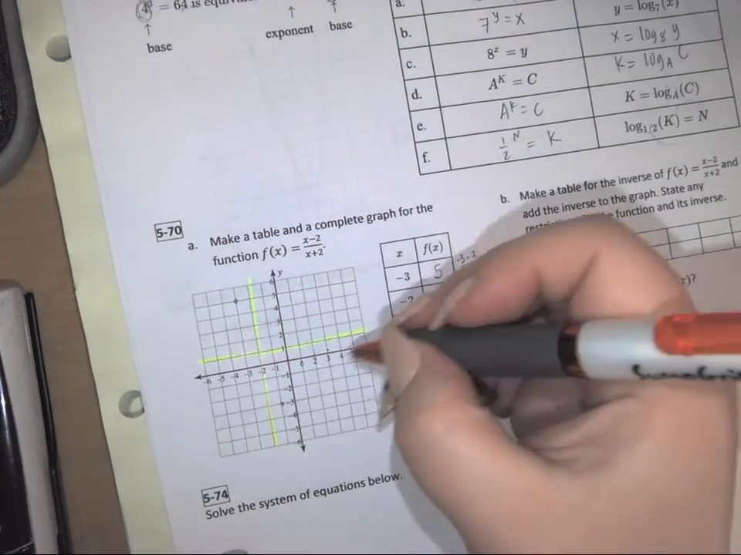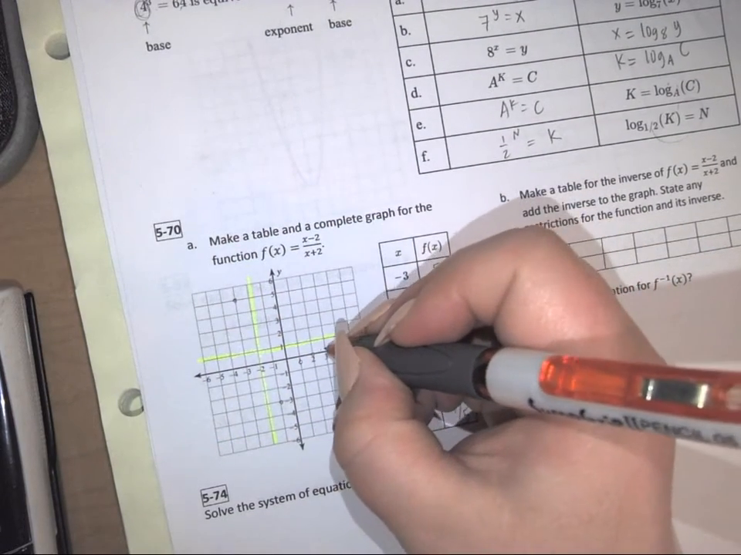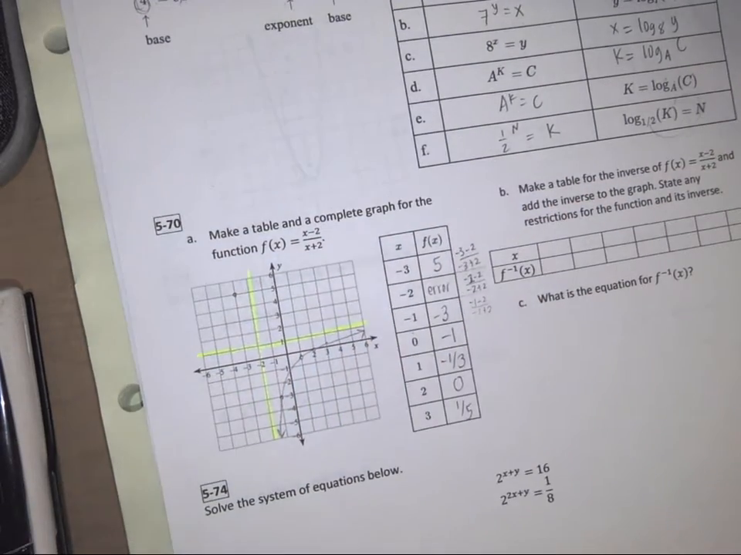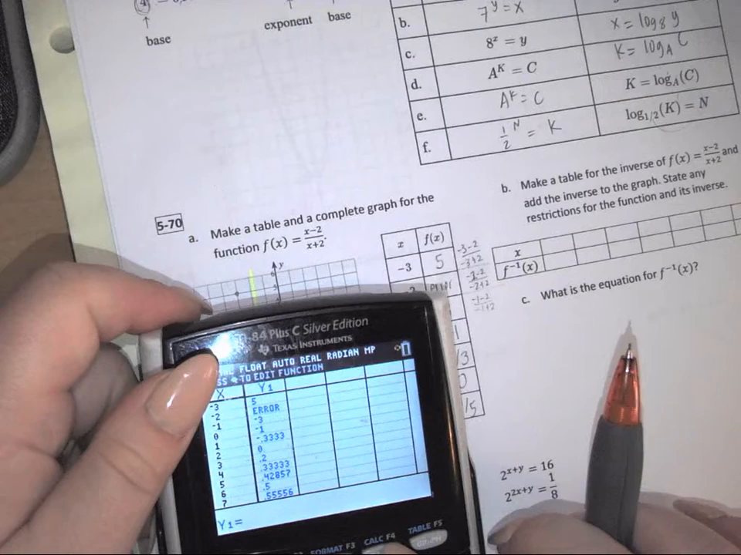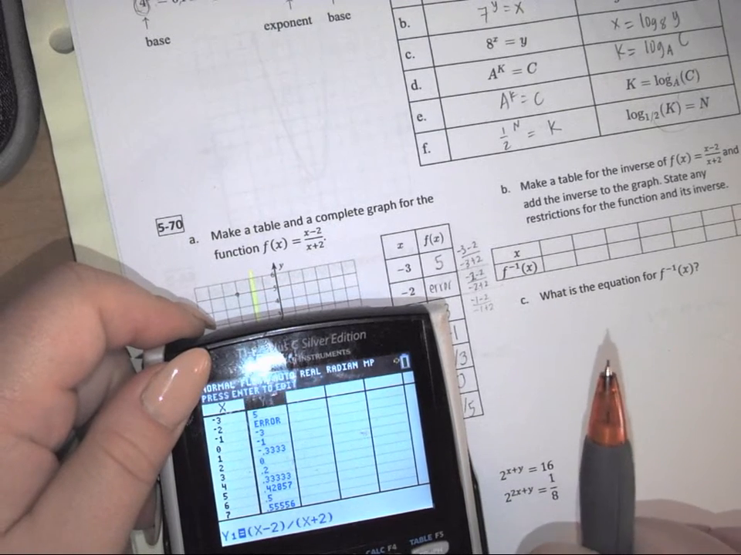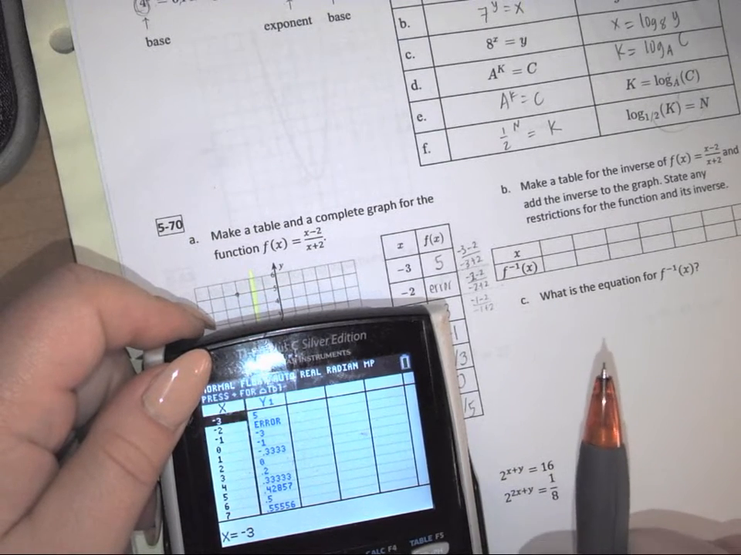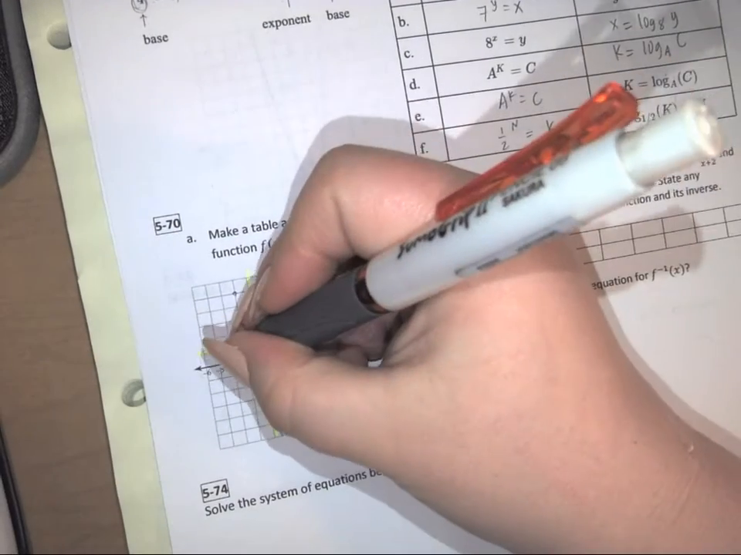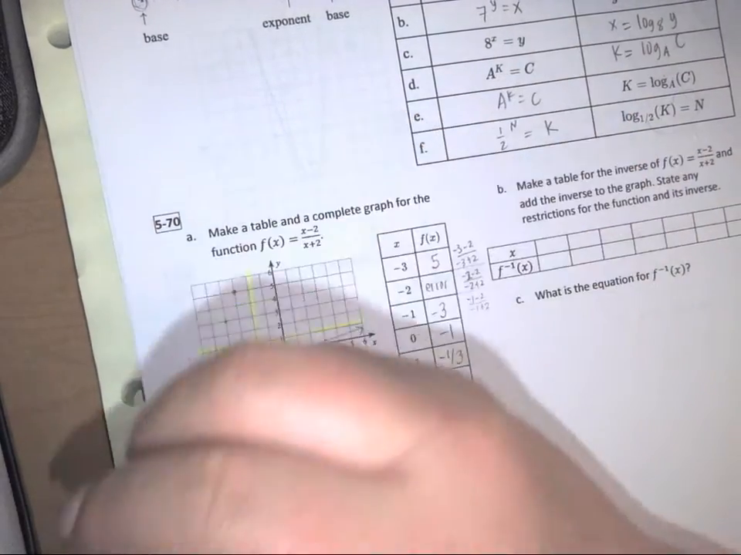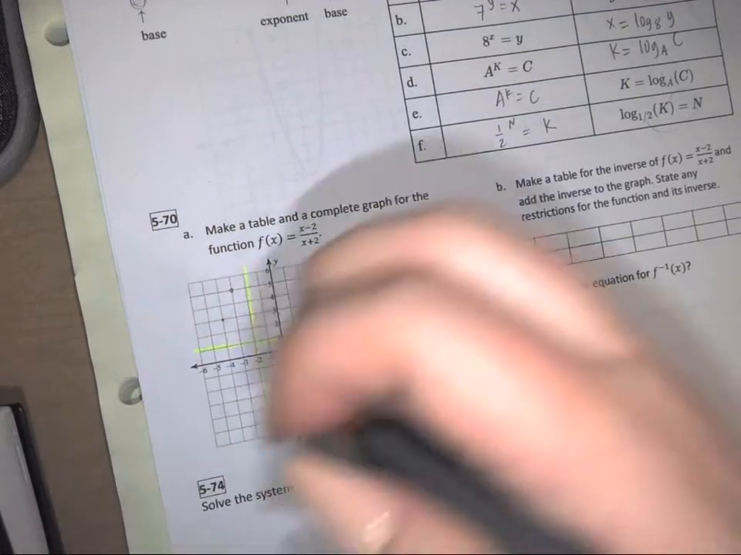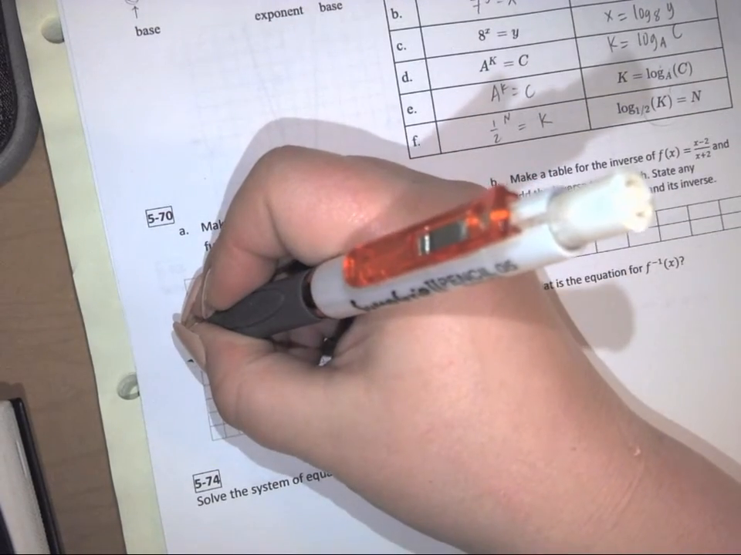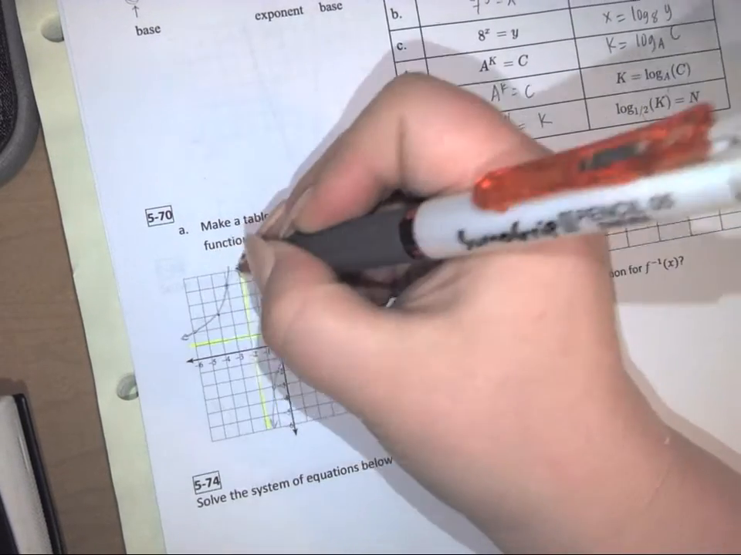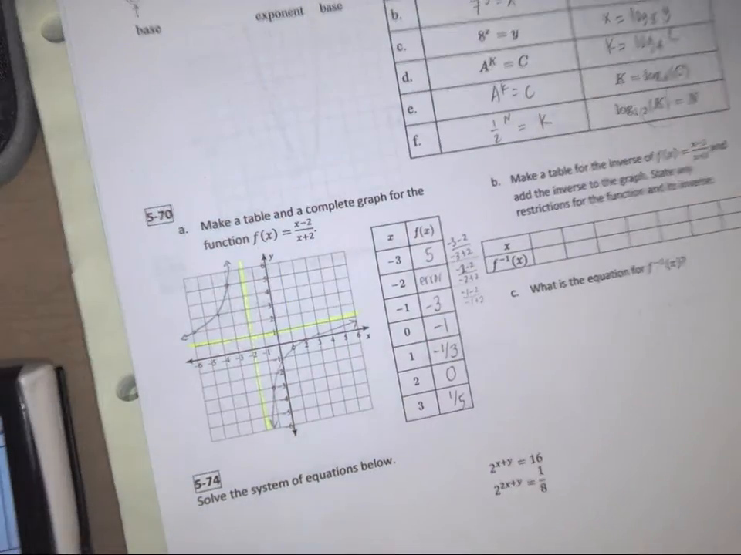Okay, I have a lot of points for this branch, but only 1 point for this branch, so should probably plot some more points here, like negative 4, 3, negative 6, 2. So here we go. There you go.